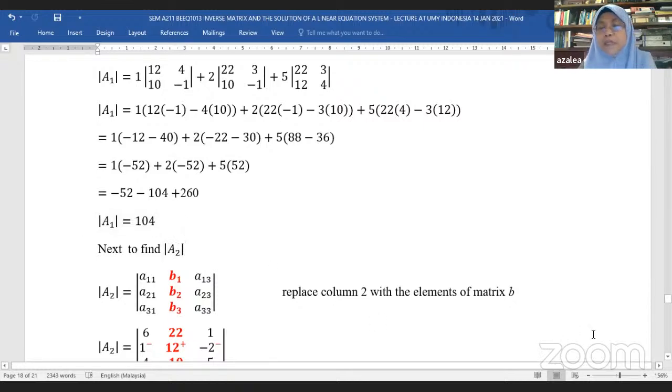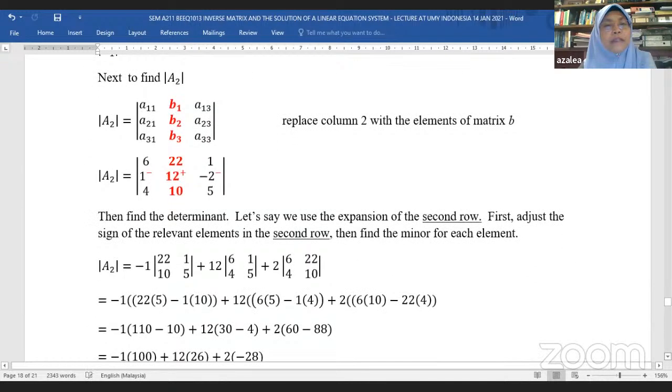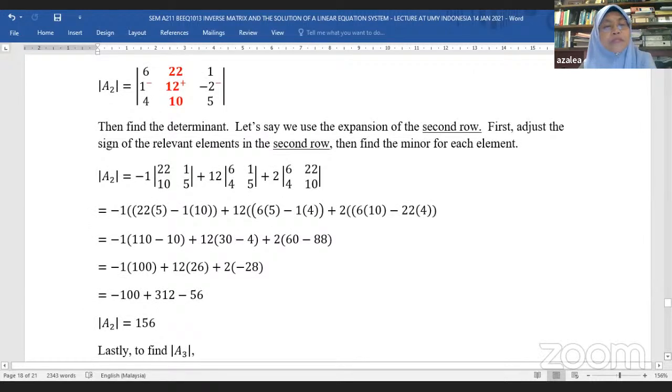Next, to find the determinant of A2, just replace column 2 with the vector of constants. Once you have written that, you can find the determinant using any row or any column. Let's say I choose row 2, so the elements will be 1, 12, and minus 2. I need to adjust for the sign of the cofactor: minus, plus, minus. Then minus 1 times the minor, plus 12 times the minor, plus 2 times the minor. When you calculate that, you will get the sum to be 156.